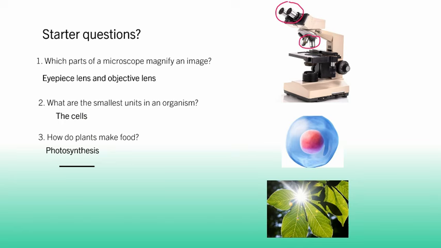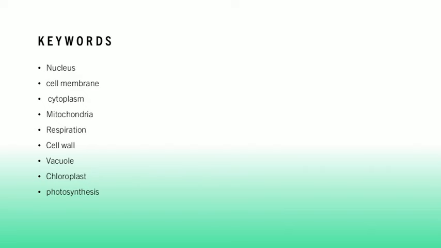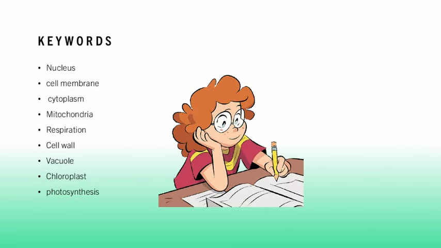By photosynthesis. Okay, some key words for today's lesson: nucleus, cell membrane, cytoplasm, mitochondria, respiration, cell wall, vacuole, chloroplast, photosynthesis.